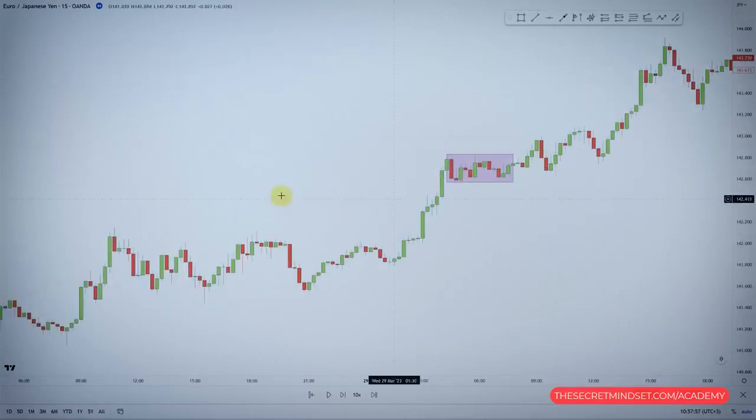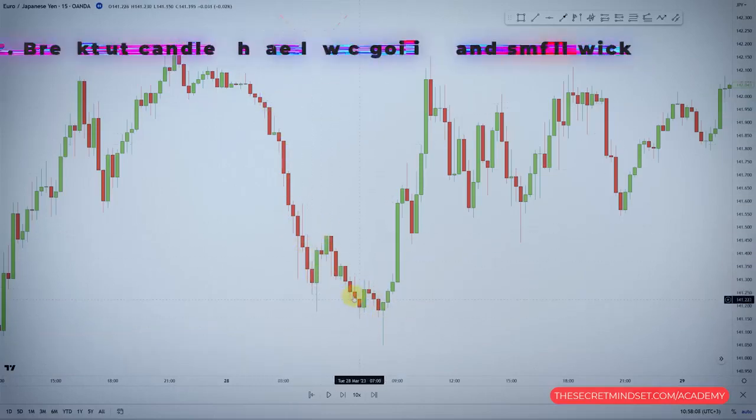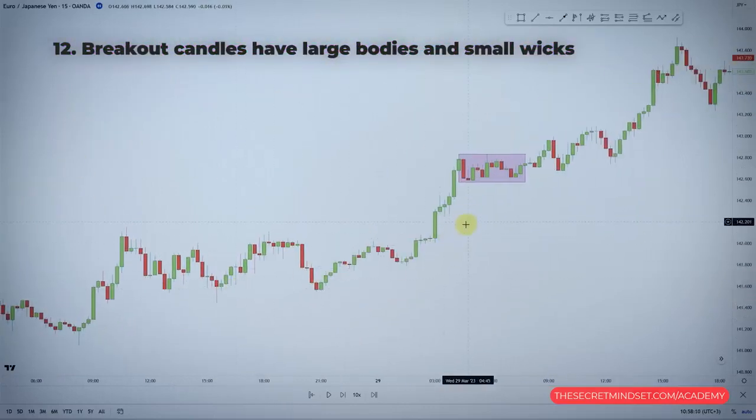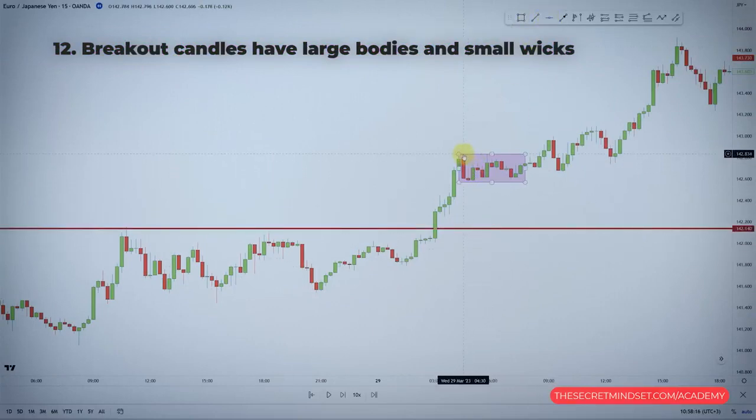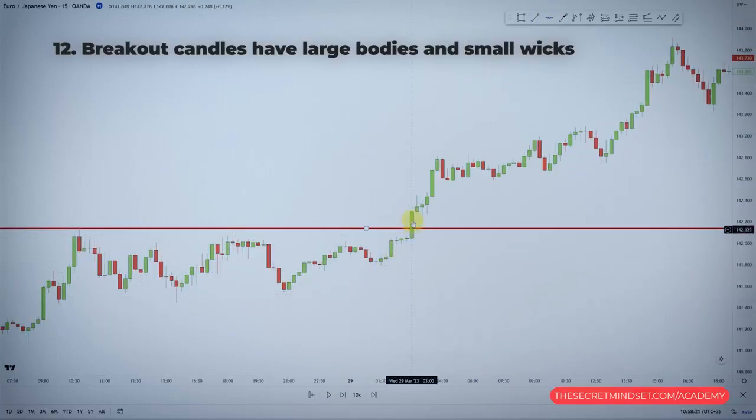Conversely, during a market controlled by sellers, the green candles are getting smaller. Again, corrections will be smaller when you compare them with downward waves. 12. Breakout candles have large bodies and small wicks. When the price finds support or resistance in its way, it usually manages to push through with a strong candle. A breakout candle that has a large body, for example, and small wicks or no wicks is a sign of strength. The larger the candle, the more likely the breakout will succeed.